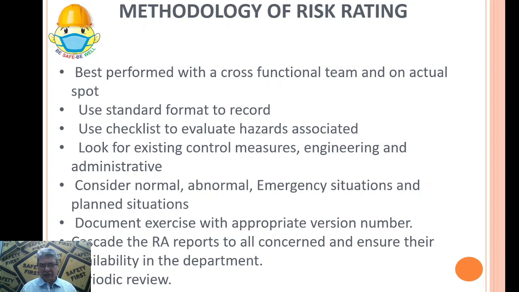Then use a checklist. The way we use a checklist for hazard identification, you can probably use a checklist to evaluate the hazard associated. So create a list of the hazards. Now look for the existing control measures. It may be engineering controls or administrative controls. In the hierarchy of control, we have seen that there are engineering controls, and thereafter come the administrative controls.